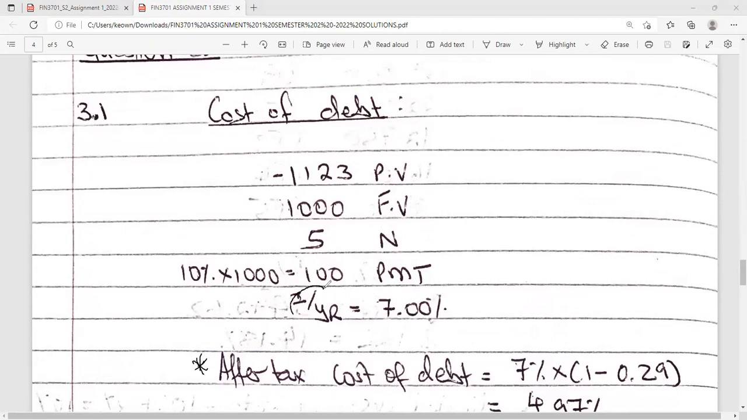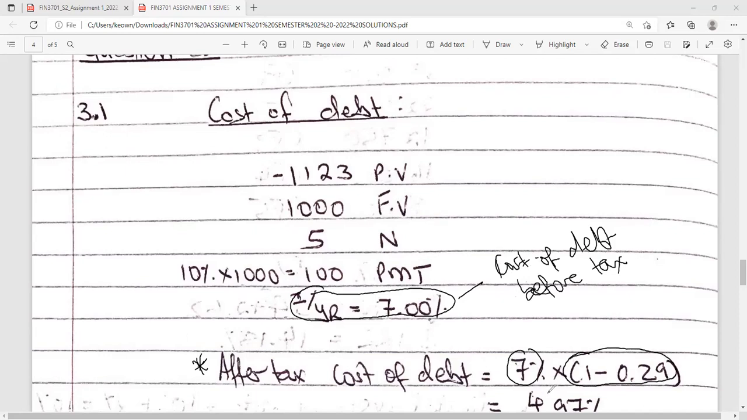And then what we calculate with our financial calculator, the yield to maturity, is actually the cost of debt before tax. So the answer you get as your yield to maturity when you use your financial calculator is actually the cost of debt before tax. And then you have to take that answer, multiply it by one minus the tax rate, and then the answer you get afterwards is the after-tax cost of debt, right? So that's the first and important thing you need to note.